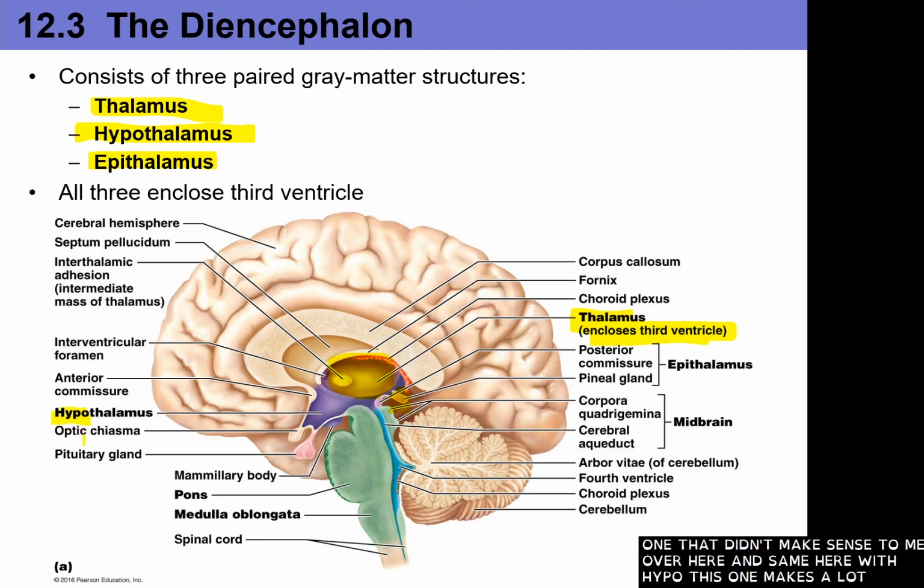This one makes a little more sense. Hypo, below. So below the thalamus, right here, is the hypothalamus. This also connects via the infundibulum, that's the stalk right here, to the pituitary gland, which is a major, major hormone gland. And on the epithalamus, we have the pineal gland, which we'll talk about later as well.